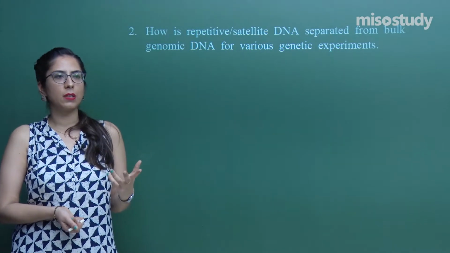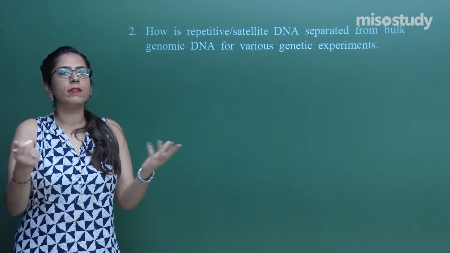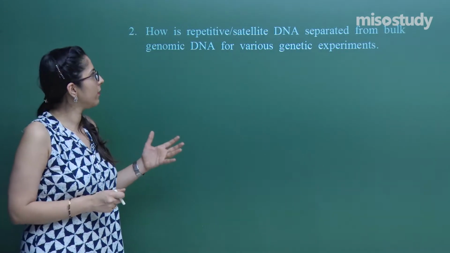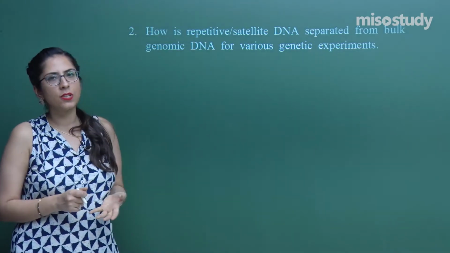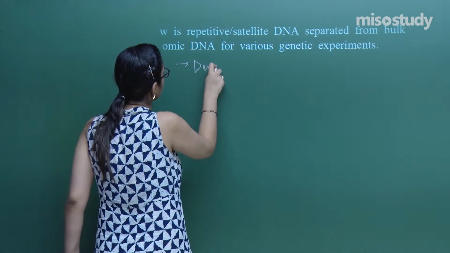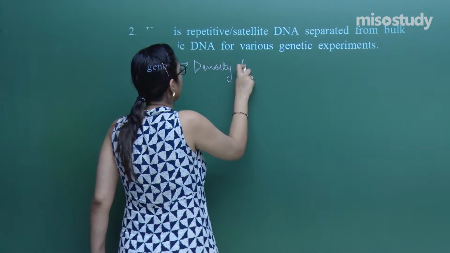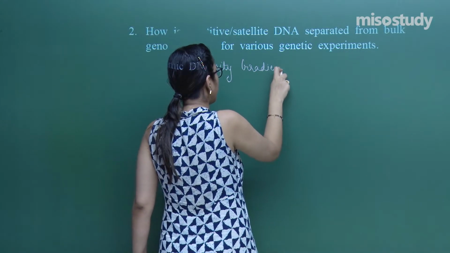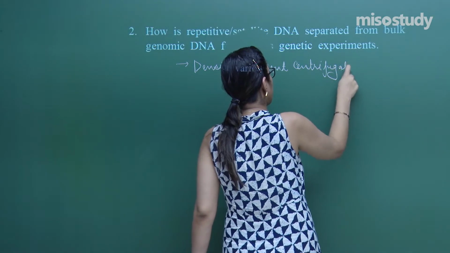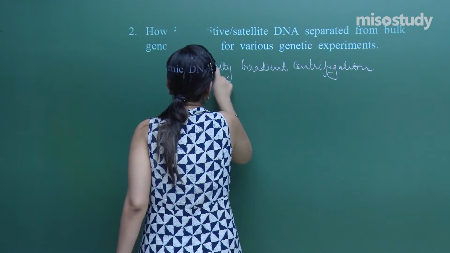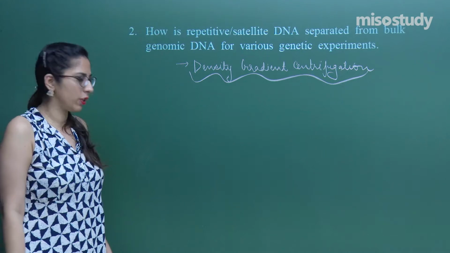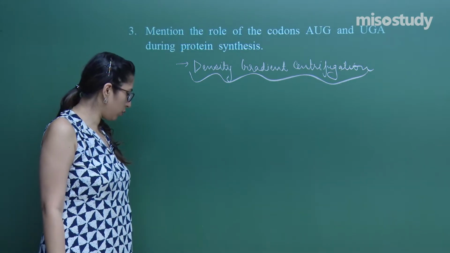These repetitive DNA sequences form, overall, a very high amount of the bulk DNA. When we talk about the separation in genetic experiments, it is done by density gradient centrifugation. So for question number 2, the correct answer is density gradient centrifugation. Let's move on to the next question, question number 3.